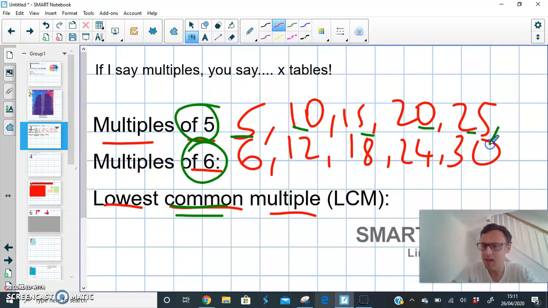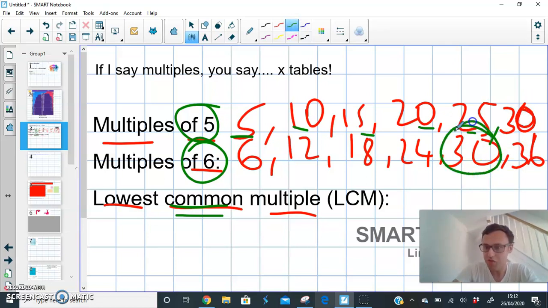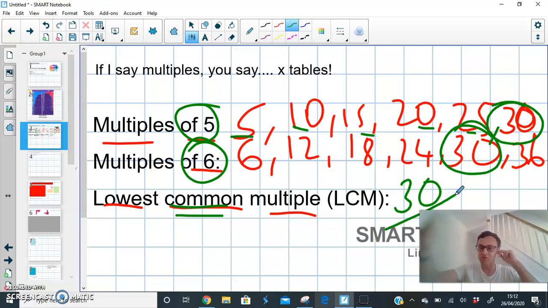Okay, so what I'm going to do then, let's do the next multiple of 5. Well, that would be 30. The next one here would be 36. Oh, hold on a second. I've now found that lowest common multiple. It's 30. Okay, so sometimes you have to just extend your list on a bit more. And we know that that's really useful for when we're adding and subtracting fractions.